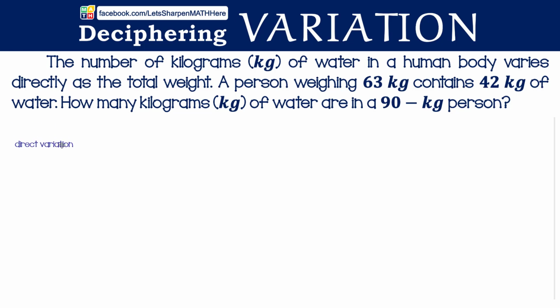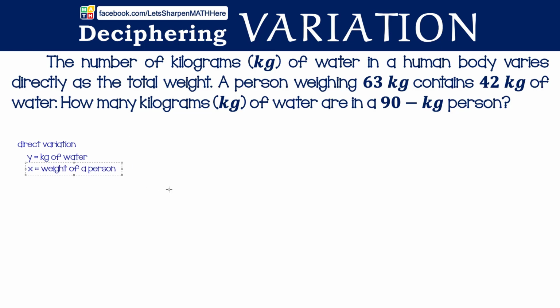This is an example of a direct variation given by the statement "varies directly." In order for us to solve for this, we need to identify the correct independent and dependent variable. In the statement, the number of kilograms of water in a human body varies directly as the total weight, we know that the number of kilograms of water is your dependent variable, and we can assume that this is represented by a variable y. This also means that the total weight of a person is now your independent variable represented by the variable x.